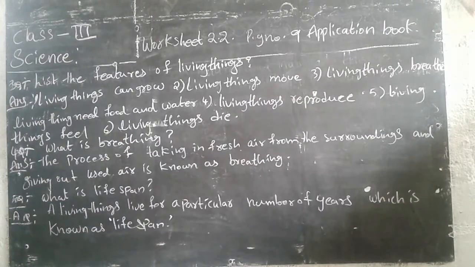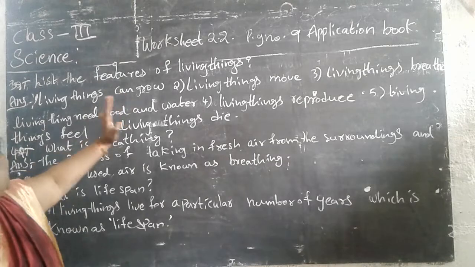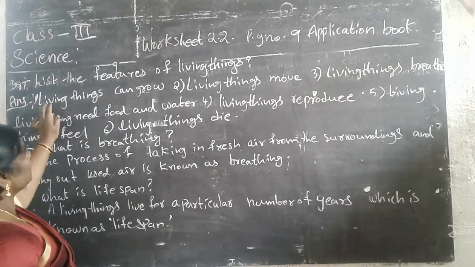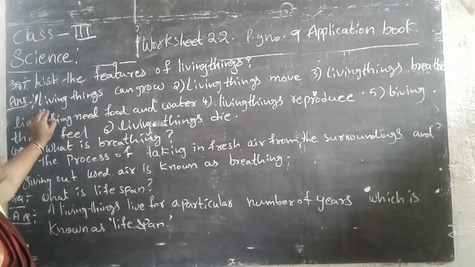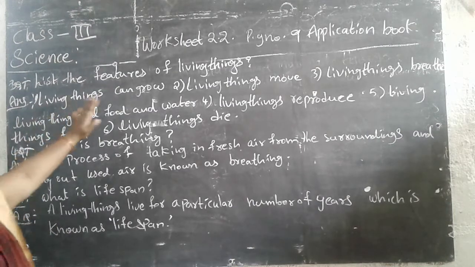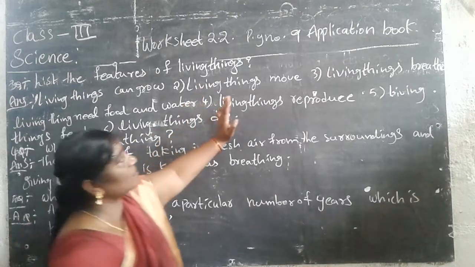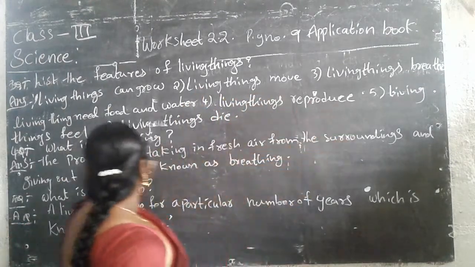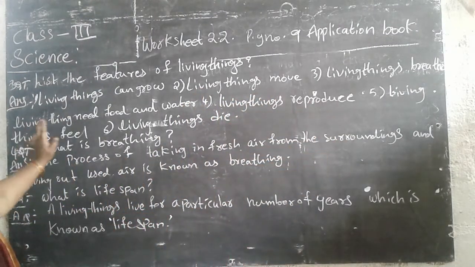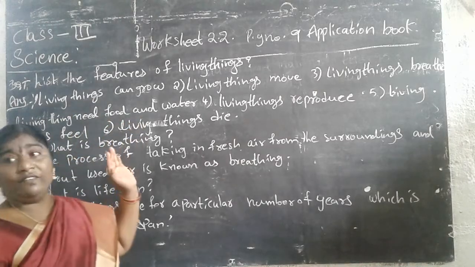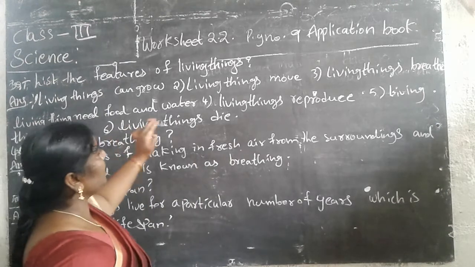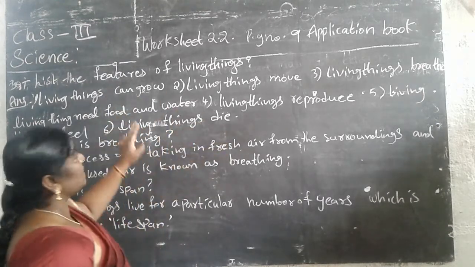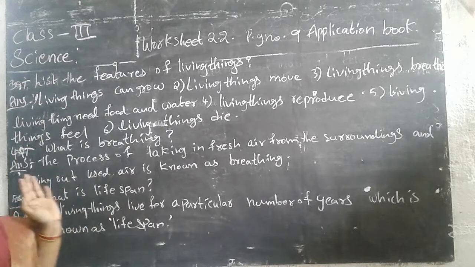Okay, children, third question is: list the features of living things. Living things can grow. Living things move. Living things breathe. Living things need food and water. Living things reproduce. Living things feel. Living things die. These are the features of living things.